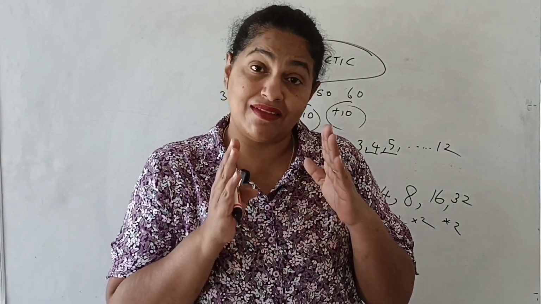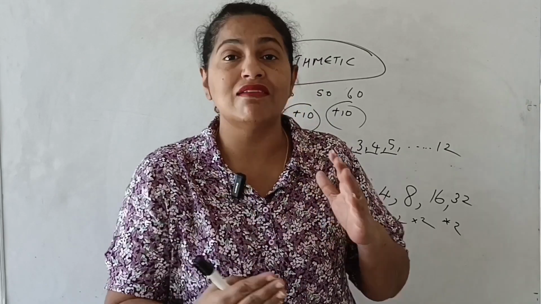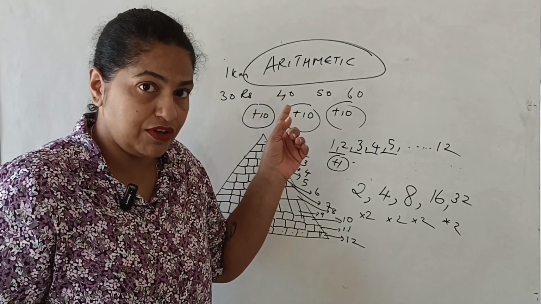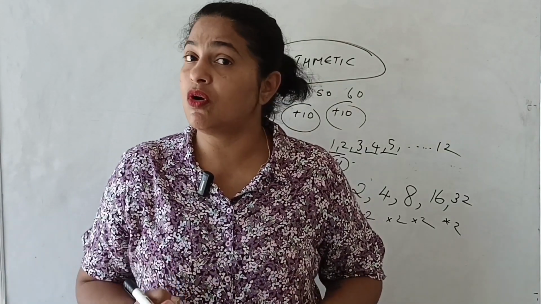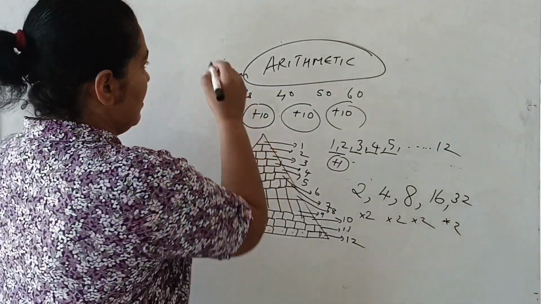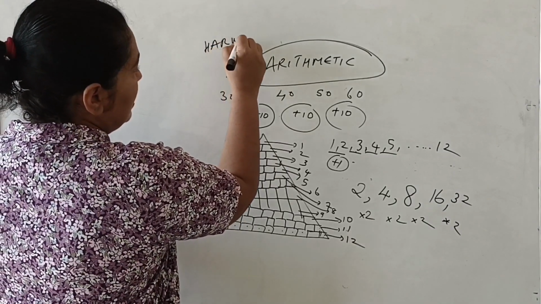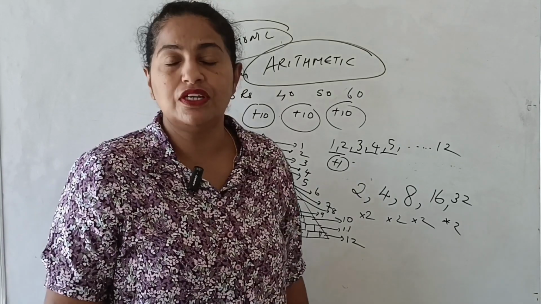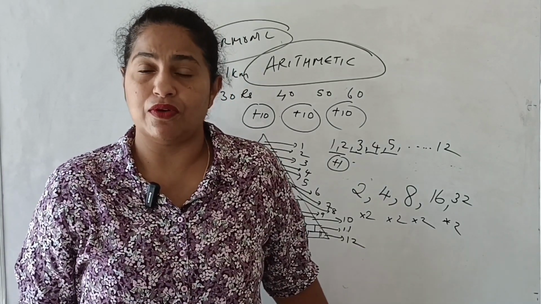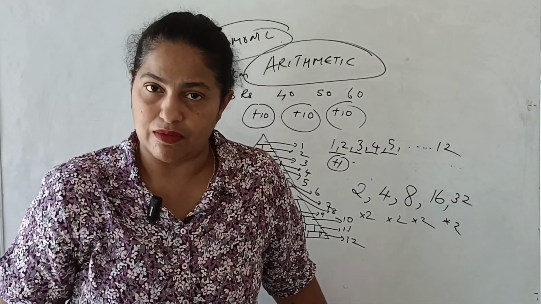When you are adding the same term in order to get the next term, it is an arithmetic progression. We also study another progression, which is a harmonic progression, in grade 11, which is a mix of arithmetic and geometric. But thankfully for this particular year, you need to concentrate only on arithmetic progression for the NCERT syllabus.